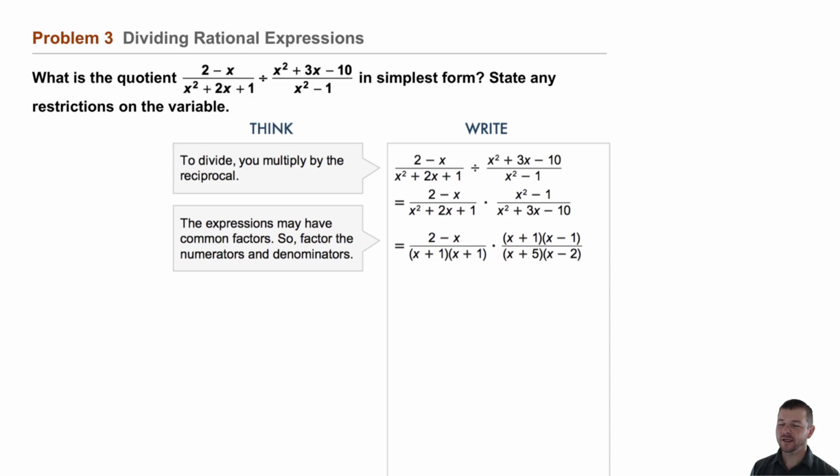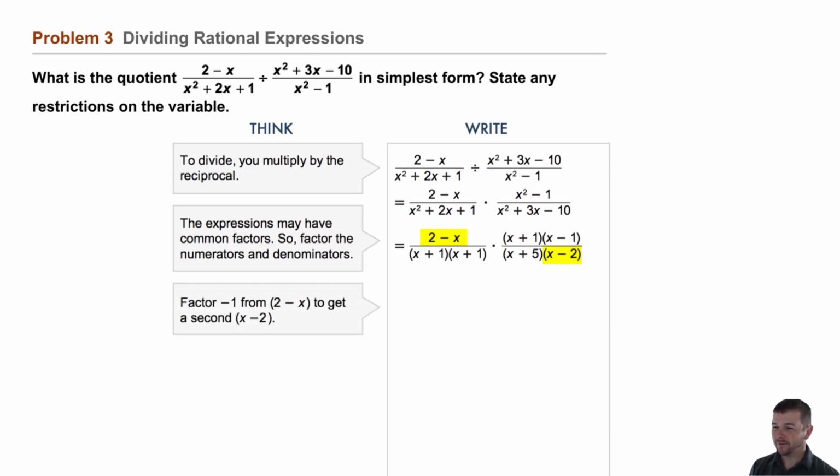And this is a good point in the process to look for any factors that seem really close but just aren't quite perfect matches. In this case, we have a 2 minus x in the numerator of the fraction on the left and an x minus 2 in the denominator of the fraction on the right. If only there was a way to further factor one of these two so that we can find a common factor and reduce. Well, think.